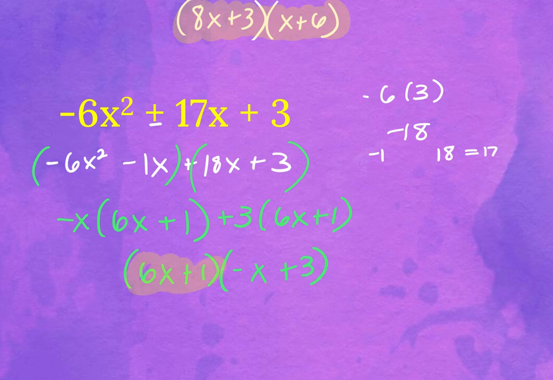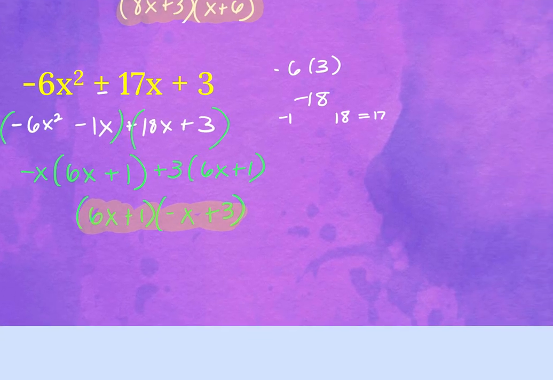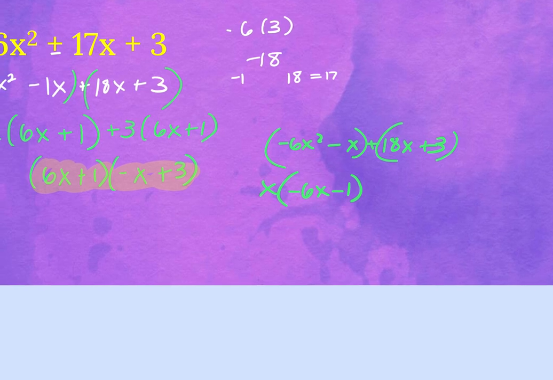If your signs are different, that's okay. So if you took out a positive x, let's say, I get negative 6x minus 1, and then I would have had to take out a negative 3, and I would get negative 6x minus 1, and then I'd get negative 6x minus 1 times x minus 3. That's totally fine. Both would be correct. And I can check these by multiplying out my answer and seeing if it matches the question.